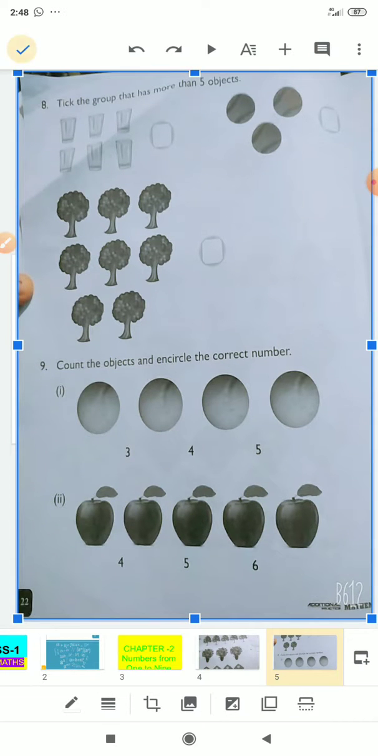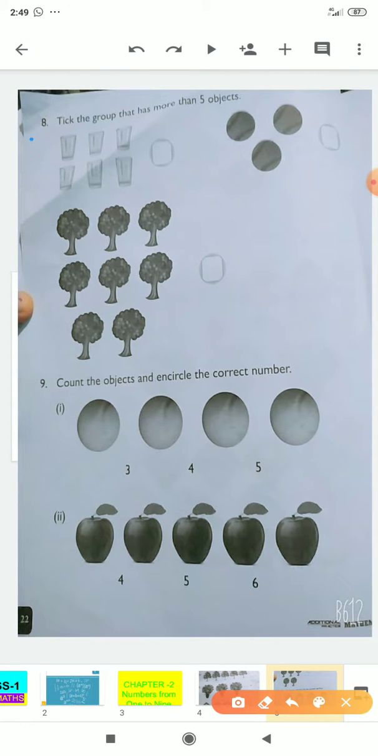In question number 8, we have to tick the group that has more than 5 objects. So, the group which has more than 5, we have to tick in the box. Here we have 3 groups: the first group of glasses, the second group of balls, and the third group of trees. So let's start. We have to just see in which group there are more than 5 objects.